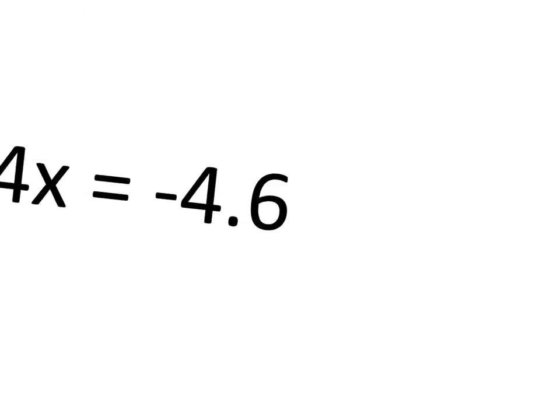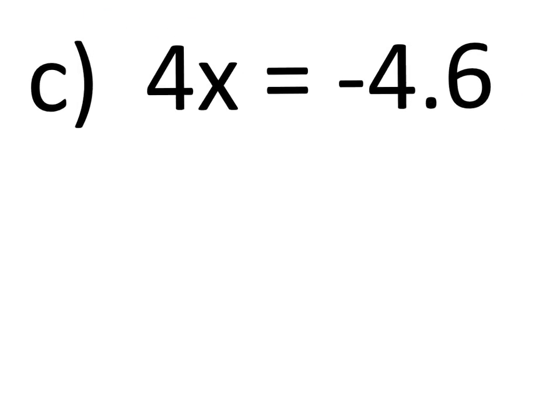All right, next one here. Okay, so now we're going to do a little division because this is saying 4 times x, and again, we're still going to isolate this x right here. We want to get it by itself. So to undo that times, we're going to divide. We're going to divide both sides by 4.